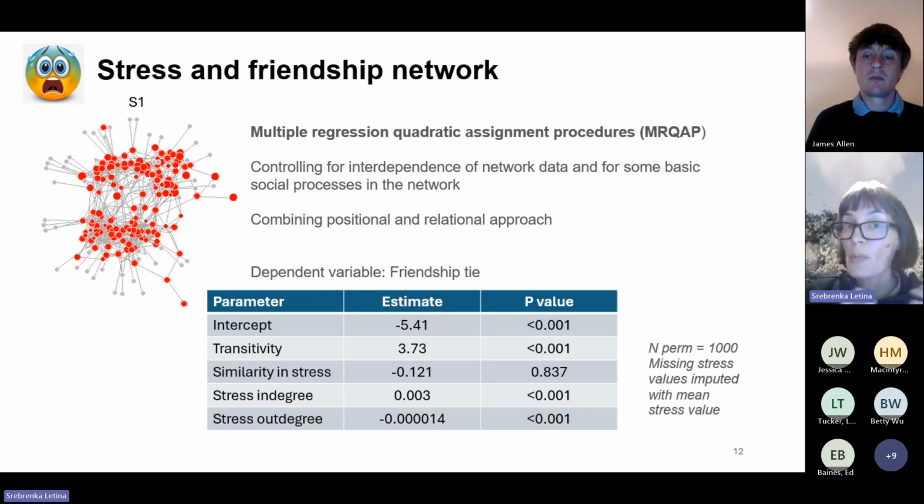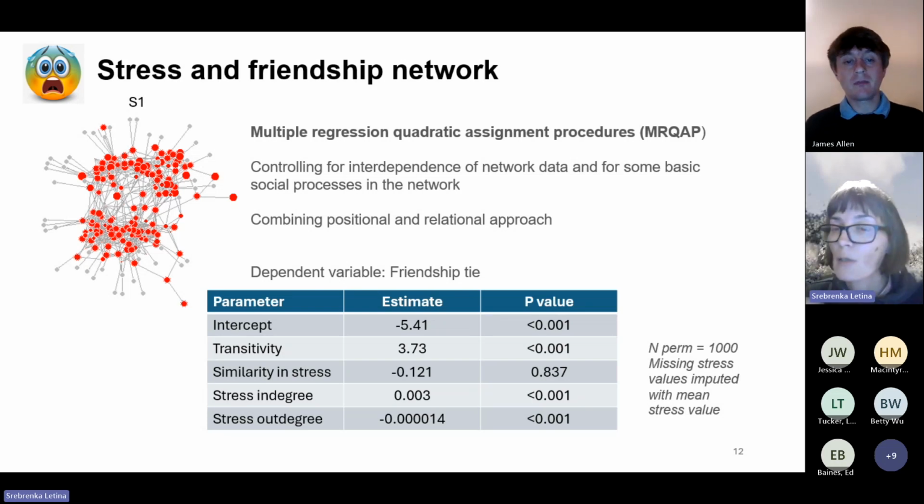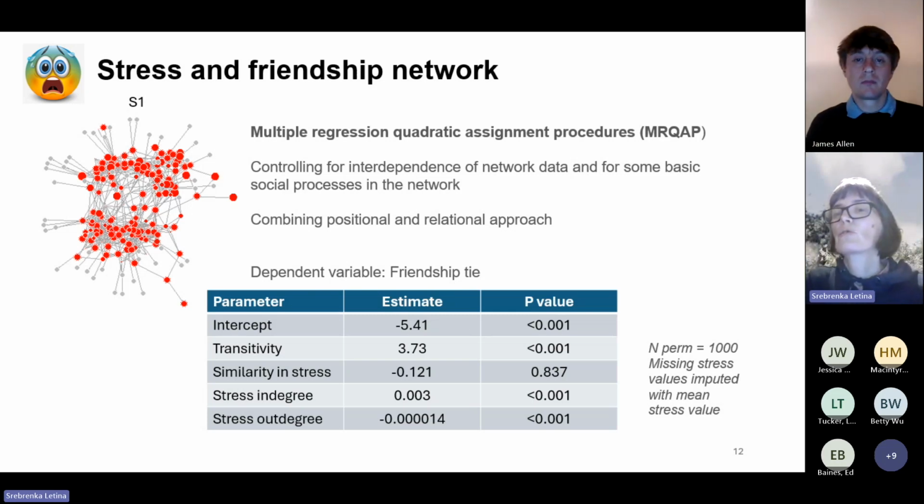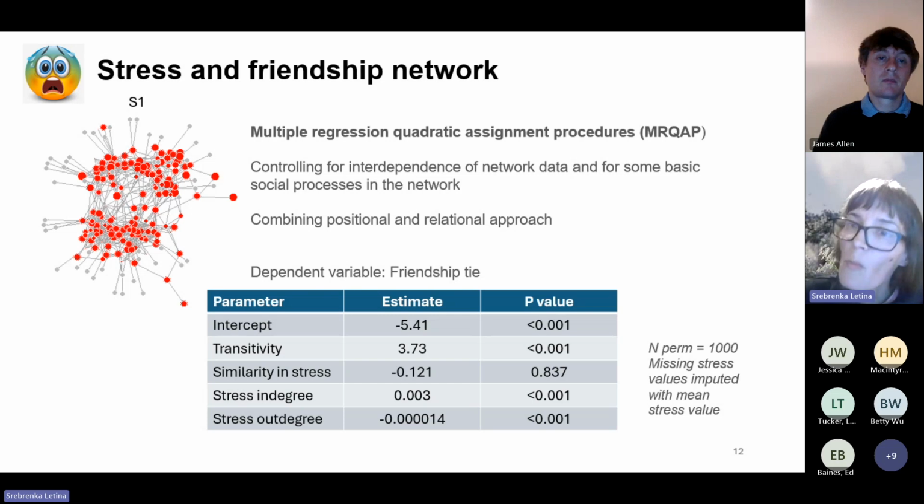One of them, a more basic one actually, is the multiple regression quadratic assignment procedure, where you can predict the likelihood of a tie in a network and investigate multiple mechanisms, including node attributes, at the same time. These methods preserve the network structure, which is good, but they don't actually model it explicitly. So if you wanted to do that, you would go into more advanced methods and use ERGMs, exponential random graph models, or other methods that exist for this type of data.